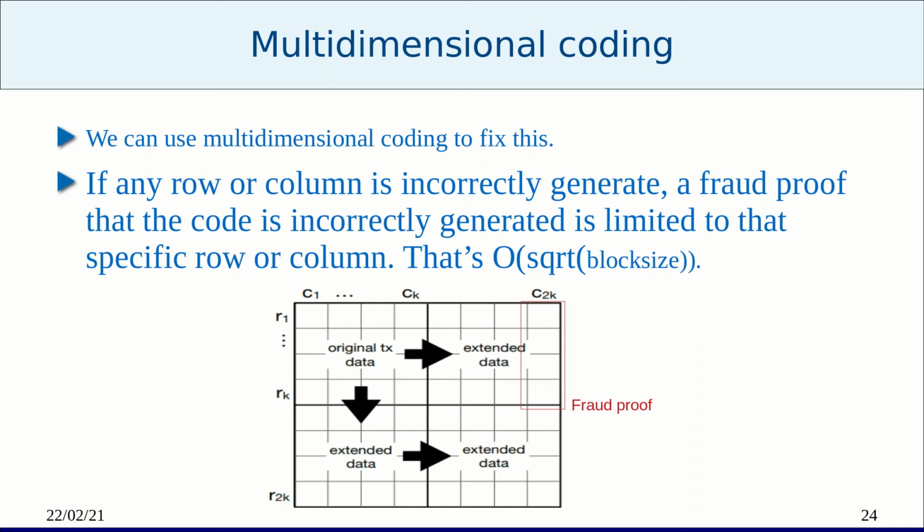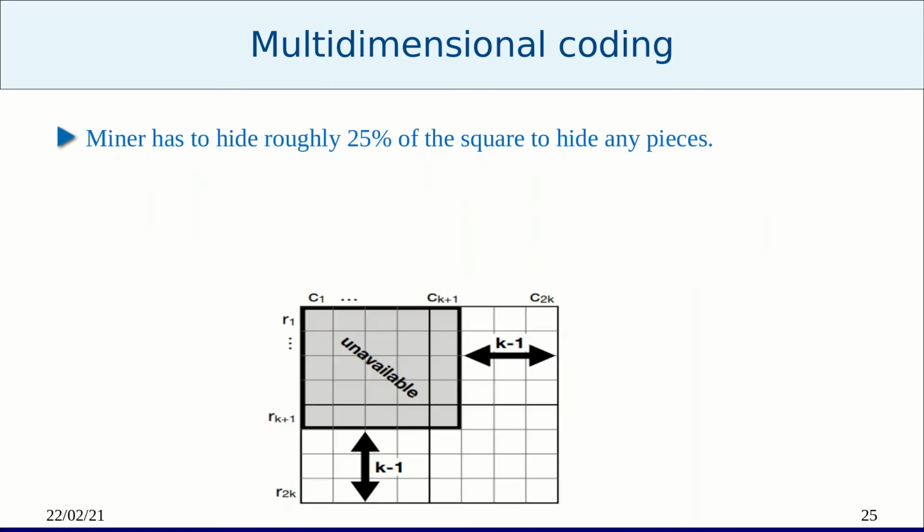And to generate a fraud proof, to prove to someone that this code has been incorrectly computed, instead of having to send them the entire original block data, you only have to send them a single row or column from that block to show them that a piece of that data that has been erasure coded is incorrect and therefore must be rejected.